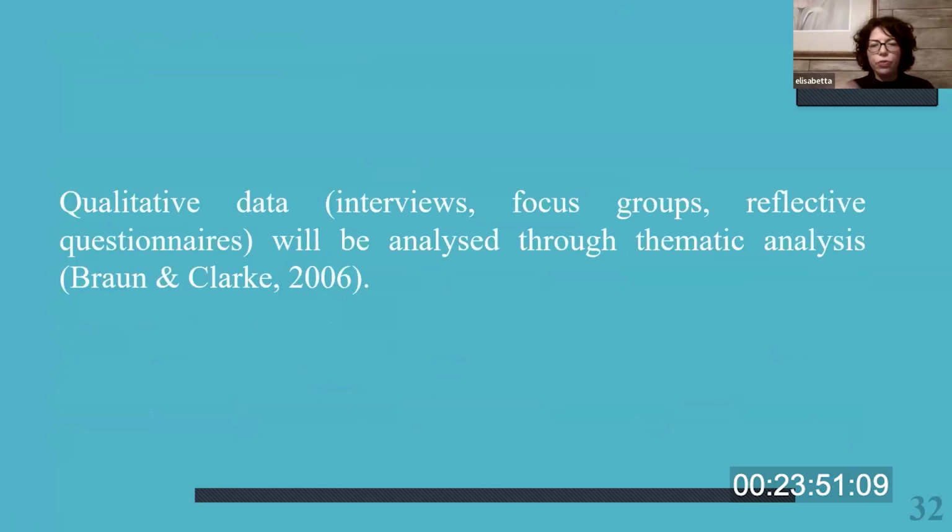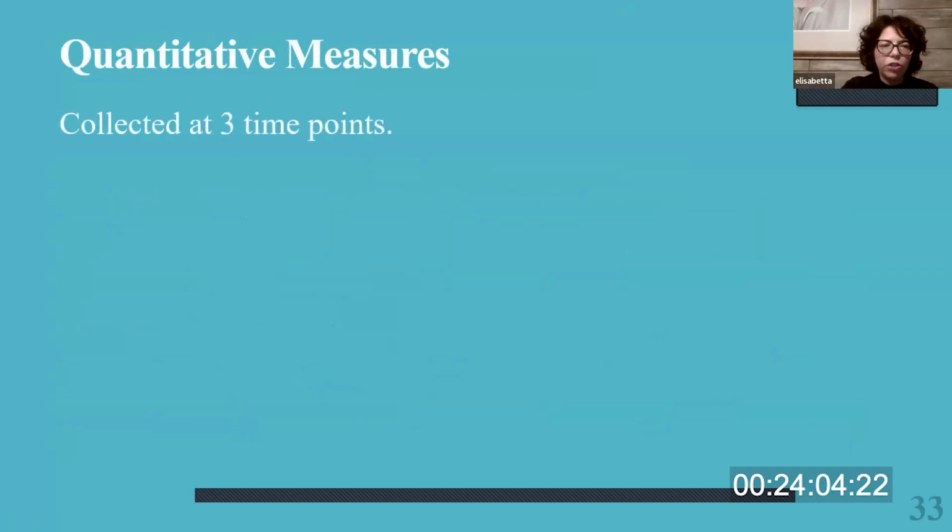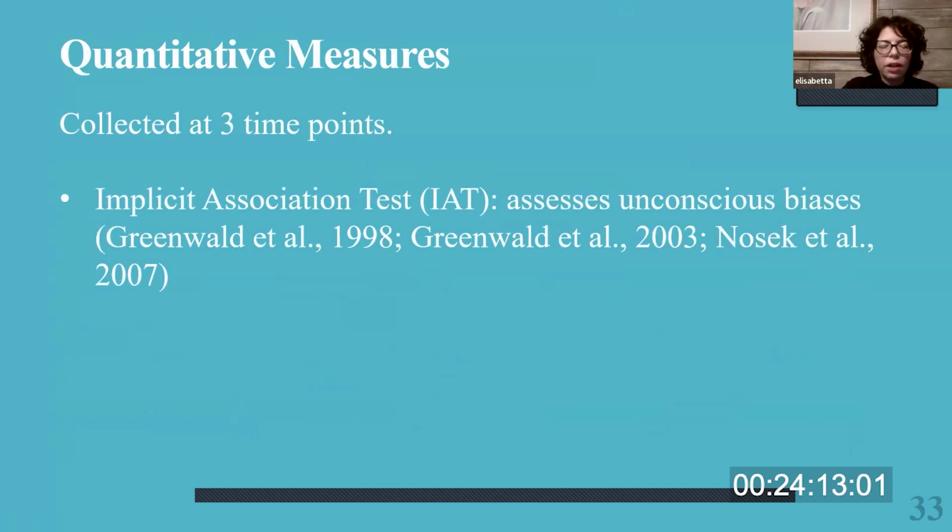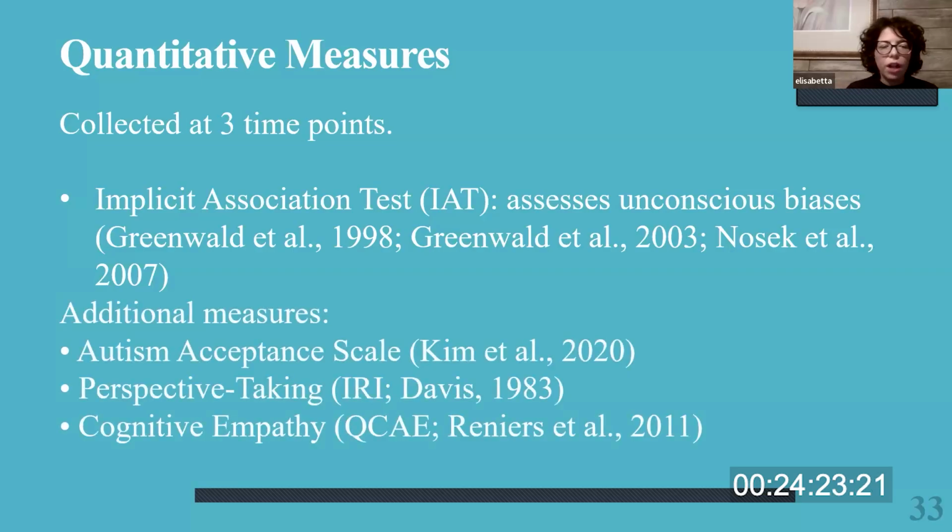Qualitative data, so interviews, focus groups, and reflective questionnaires, will be analyzed through thematic analysis, because I thought that this is the best way to analyze this kind of data. The quantitative measures will be collected, as in the case of qualitative data, at 3 time points. And we will try to use the implicit association test, even though there is a huge debate about this kind of measure. And also additional measures like the autism acceptance scale, perspective taking, and cognitive empathy.